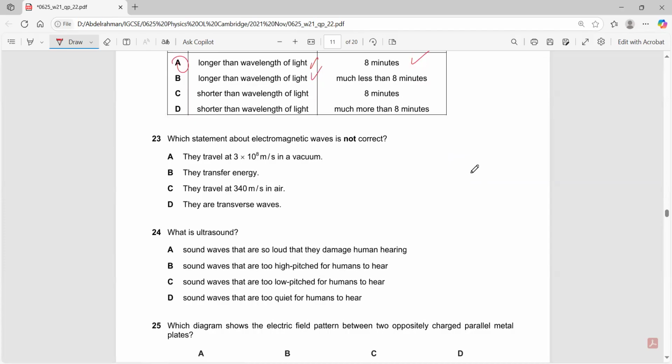Which statement about the electromagnetic waves is not correct? Which statement is wrong? They travel at 3 times 10 to the power of 8. Yes, this is correct. They transfer energy. Yes. They travel at 340. No, this is sound waves. So this is the wrong answer.